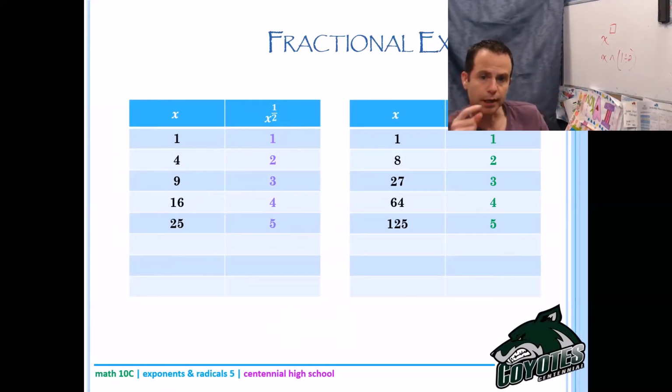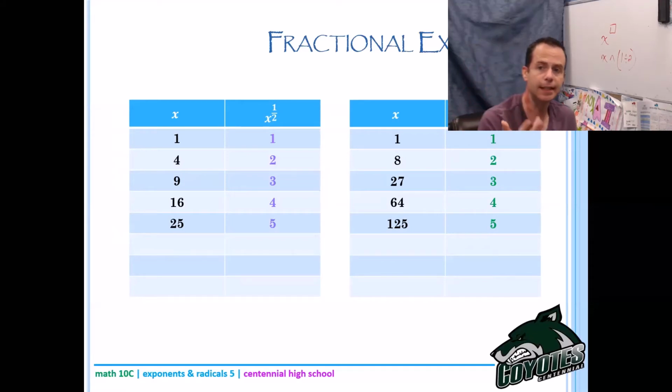Let's go over to the other table. 1 to the 1/3 was 1, 8 to the 1/3 is 2, 27 to the 1/3 is 3, 64 to the 1/3 is 4, 125 to the 1/3 is 5. What's happening there? It seems like taking something to the 1/3 is the same as taking its cube root. On that note, I want you to try and fill out the next 3 rows of these tables. So pause me and do that.